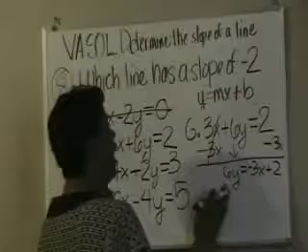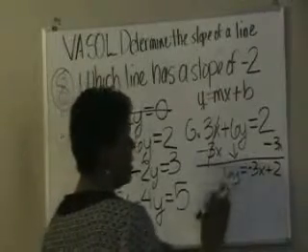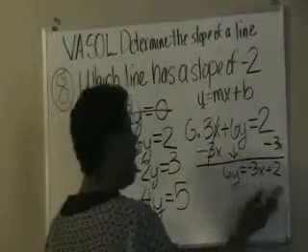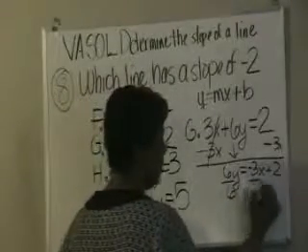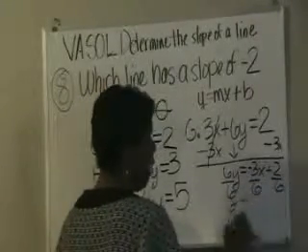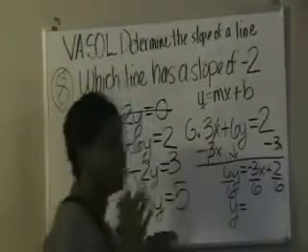Now I still want to get it into y equals mx plus b form, so I divide by 6 on this side, divide by 6 on this side. Whatever you do to one side, you have to do to the other. So divide by 6, divide by 6, divide by 6. Y is equal to, stop right here.